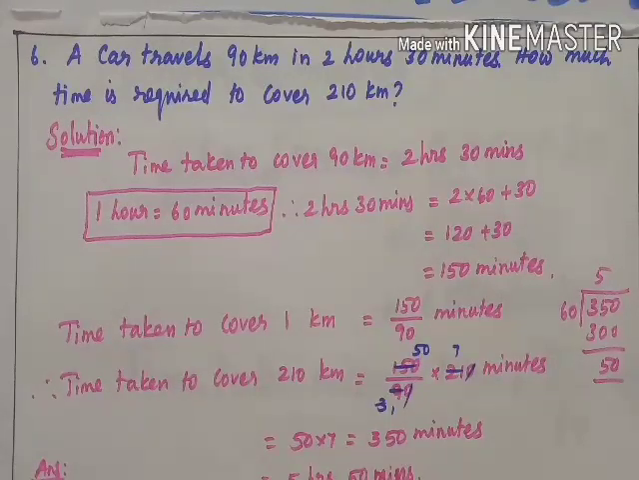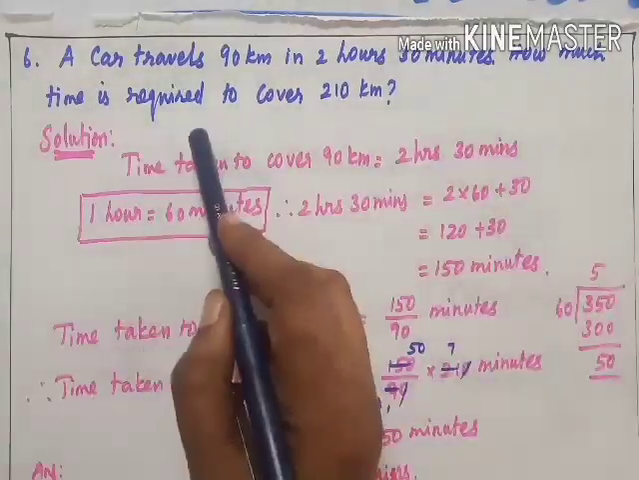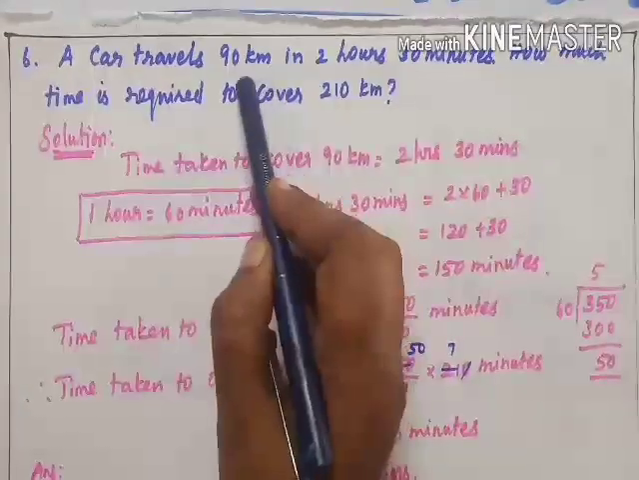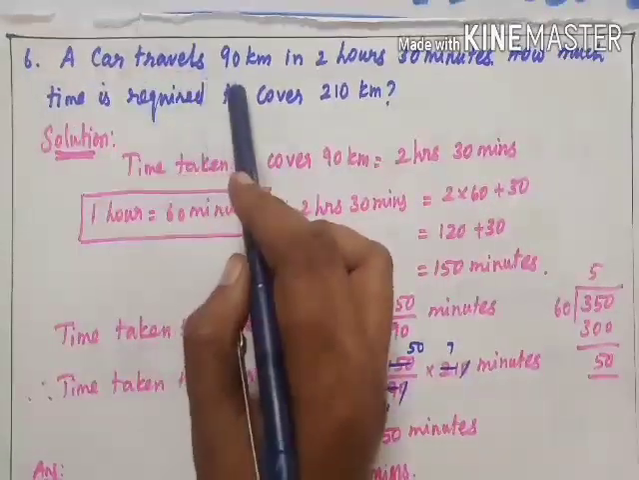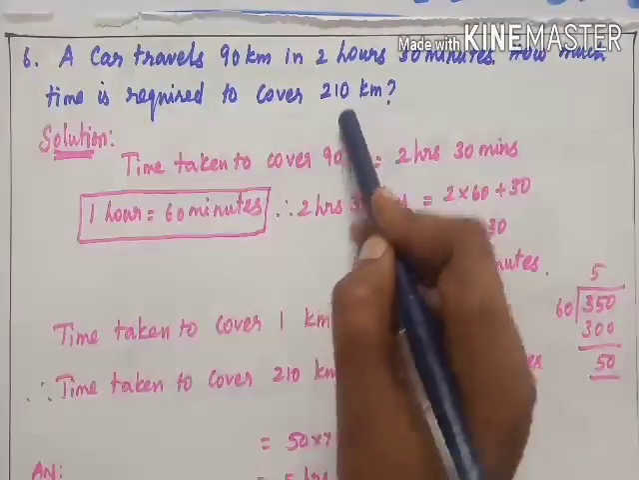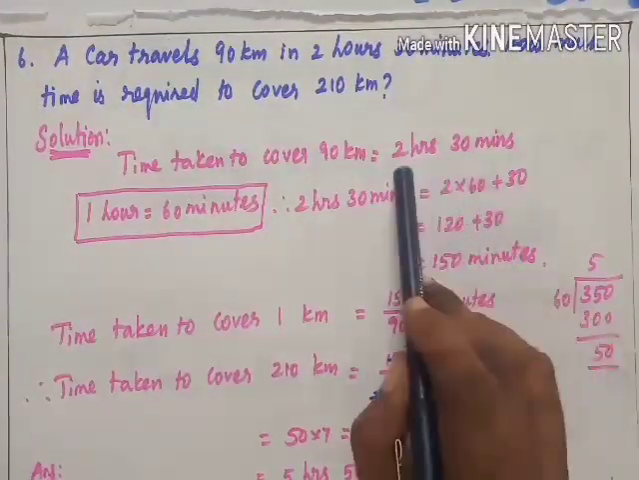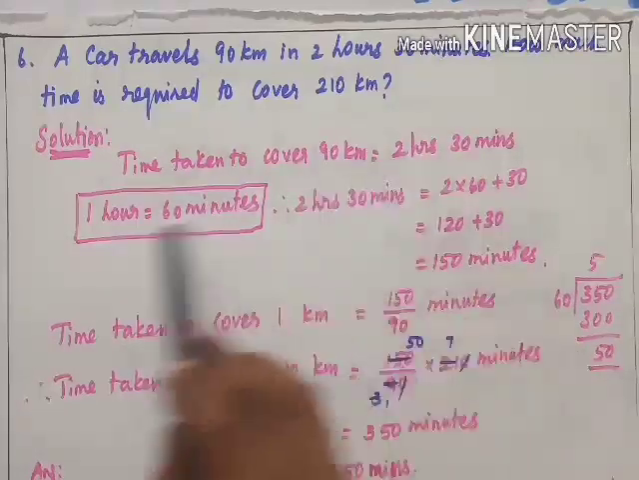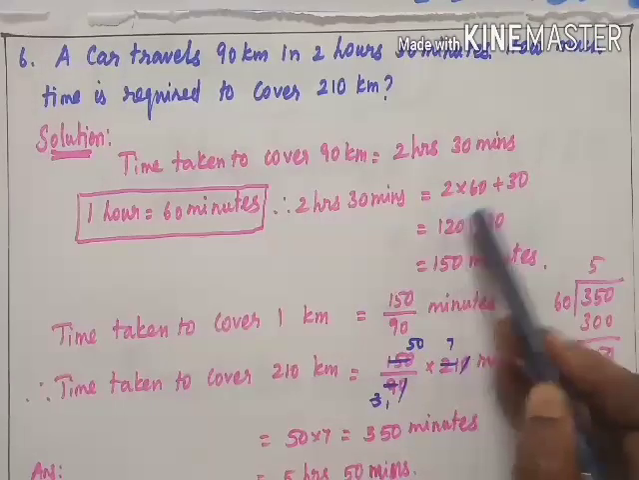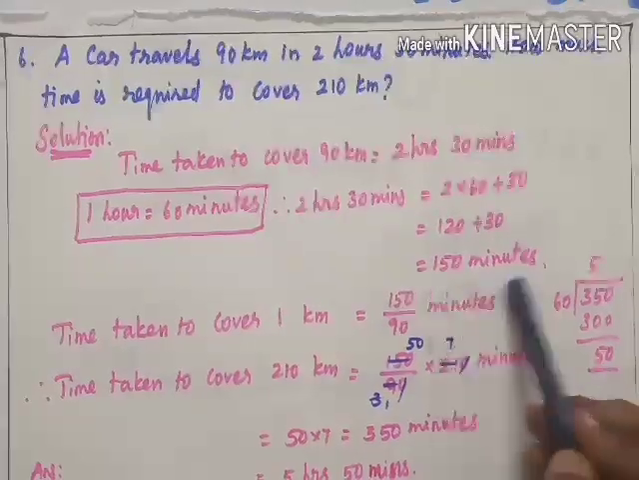Listen here. This is the question. A car travels 90 km in 2 hours 30 minutes. How much time is required to cover 210 kilometers? Now, for 210 kilometers, how much time will it take? That is our question. So, time taken equal to 2 hours 30 minutes. So, first convert this hours as minutes. 1 hour equal to 60 minutes. So, 2 hours 30 minutes equal to 2 into 60 plus 30. 2 into 60, 120. 120 plus 30, 150 minutes.